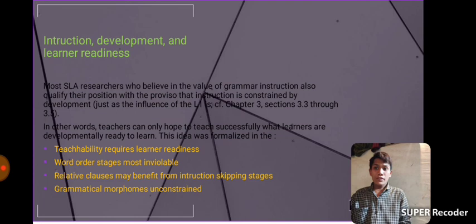First is teachability requires learners' readiness. Second is word order is the most invaluable. Third is relative clauses may benefit from instruction, skipping stages. And the last is grammatical morphemes are unconstrained.